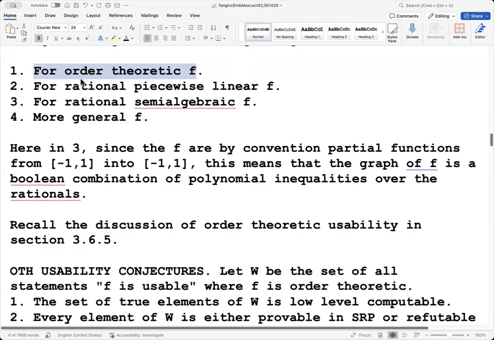So anyways, that's one thing. And then another class is the rational piecewise linear functions, yet more complicated with more issues, which ones of those are usable. And then rational semi-algebraic F in the sense that I mentioned. Then more general F, you know, I don't know exactly what that subject will look like, really.